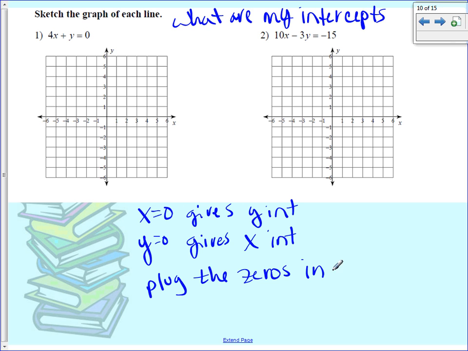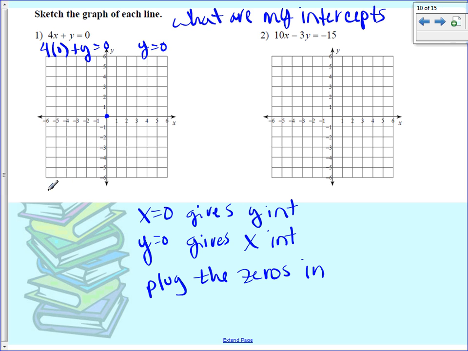That's it. So first, let's get the y-intercept. I'm going to take x equals 0 right here to get my y-intercept. If I plug 0 in for x, I get 4 times 0 plus y equals 0. Anything times 0 is 0, so y equals 0. My y-intercept is 0. Okay?